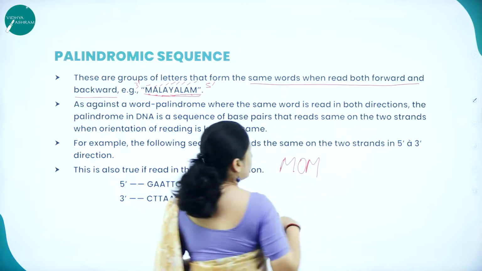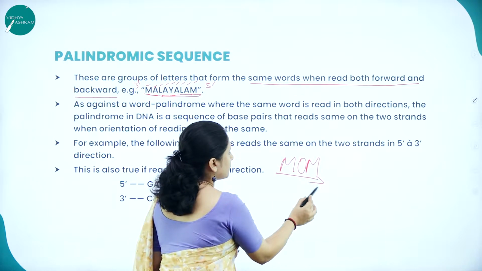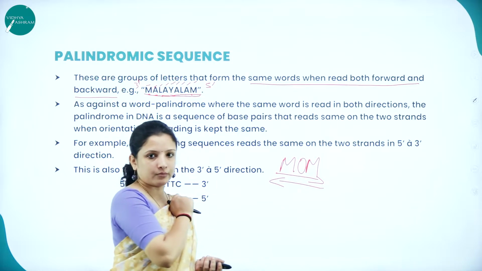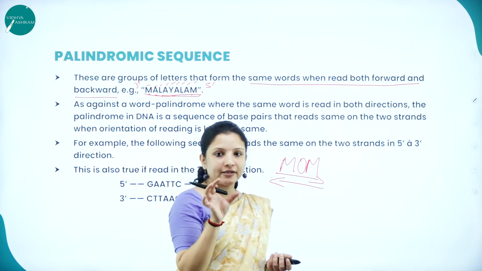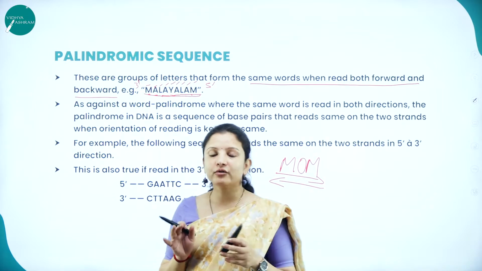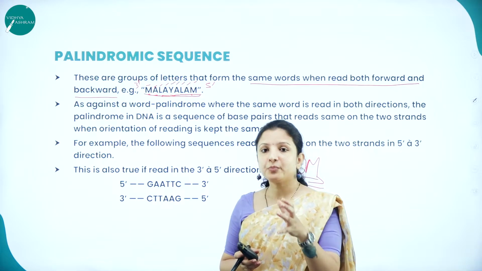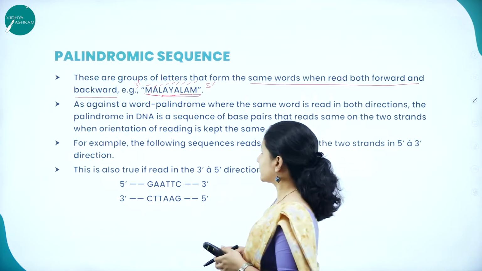So mom is also a palindromic sequence. From this side if I read it, it is mom, from this side if I read it also, it is mom, right? So these are palindromic sequences. Wherever palindromic sequences are there, only there the restriction enzyme EcoRI will go and cut. That is the property of the EcoRI restriction endonuclease enzyme.